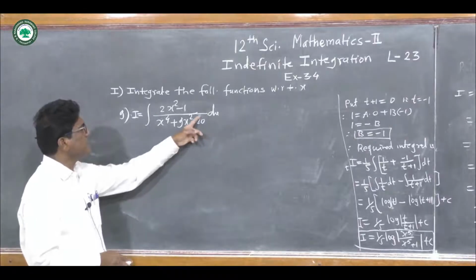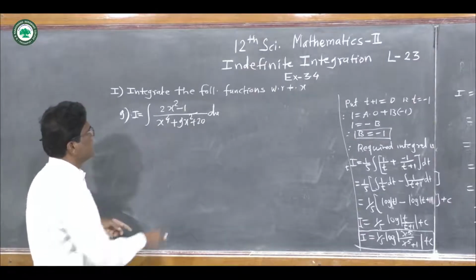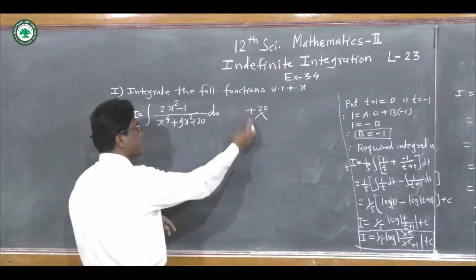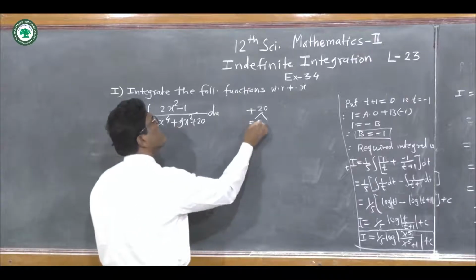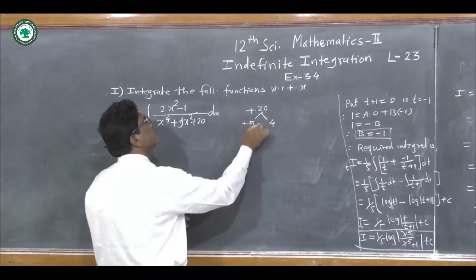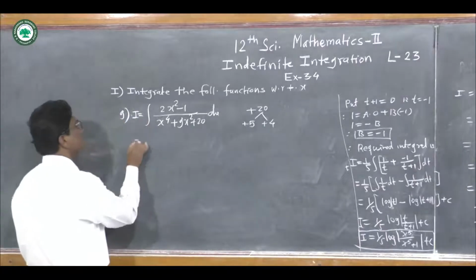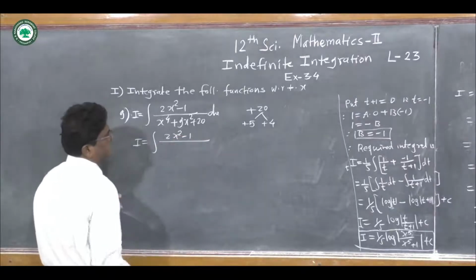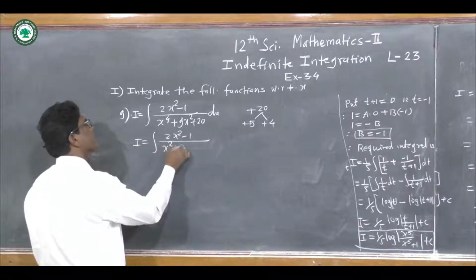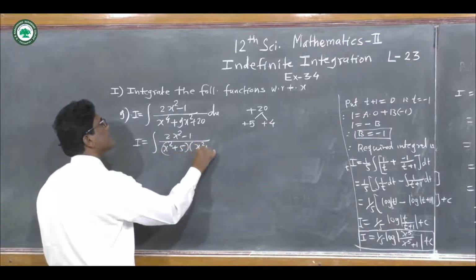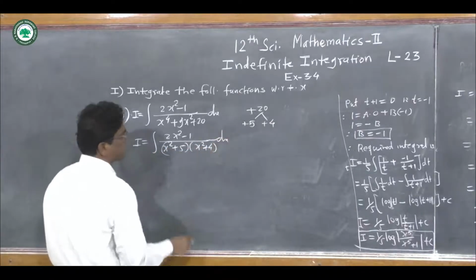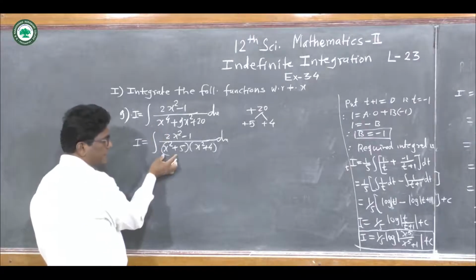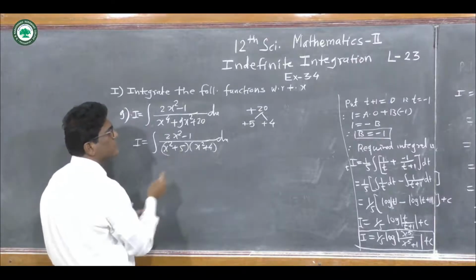Now here we factor the denominator. We have to factor this plus 20 so that the product of the two factors is plus 20 and the addition is plus 9. So 5 4s are 20. Both are plus. So here I is equal to integration of 2x square minus 1 divided by x square plus 5 into x square plus 4 dx. We write the factors directly because here the coefficient of x to the power 4 is 1, and so we write the direct factors as x square plus 5 into x square plus 4.